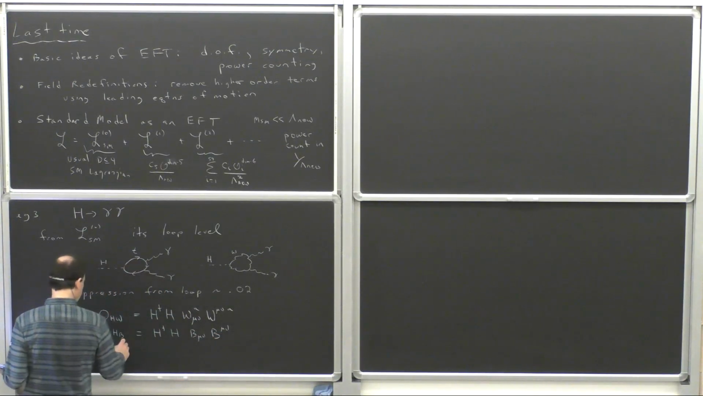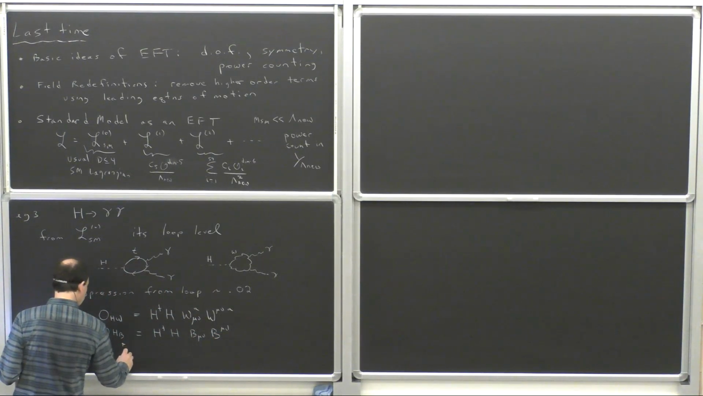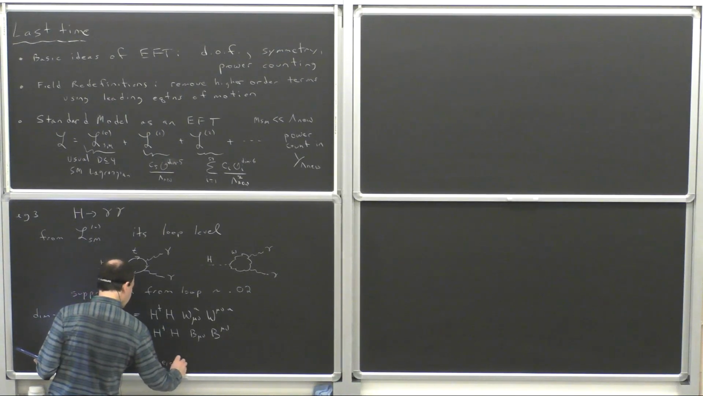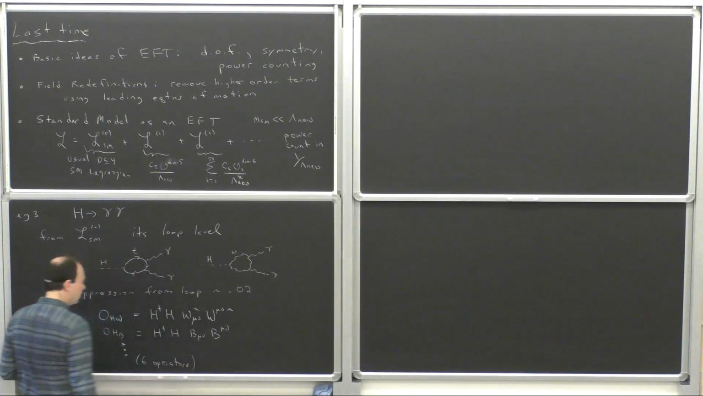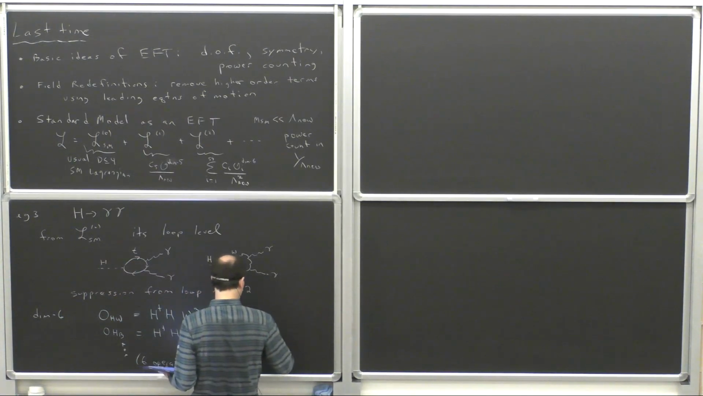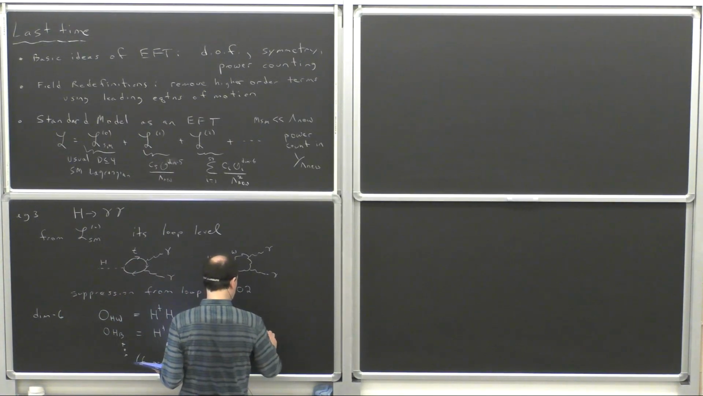And it turns out that this isn't a complete set. There's 6 operators total. I just decided to write 2 of them. If you look through the basis of operators that's in the online course, you'll see that there are some other examples as well. And these operators mediate the Higgs to gamma gamma process at tree level.